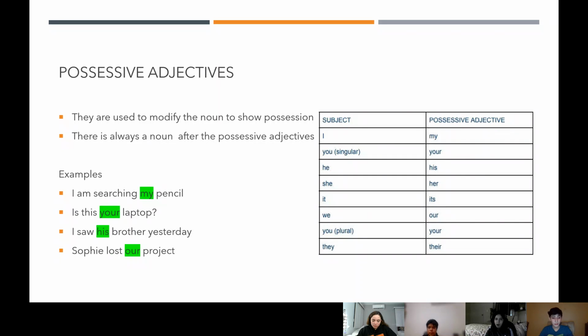I saw his brother yesterday. His is the possessive adjective. And Sophie loves our project. Our will be the possessive adjective. And here we can see all the possessive adjectives, which are my, your, his, her, its, our, your, and their.